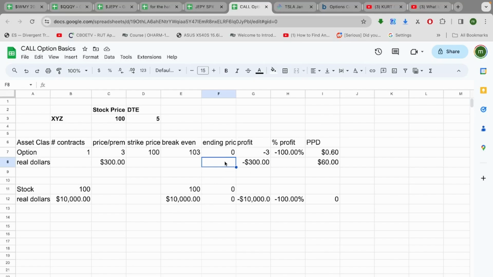They both lost 100% of their investment. This guy looks way smarter now. The guy that bought the option looks way smarter. Only lost 300, where this other guy lost 10,000.